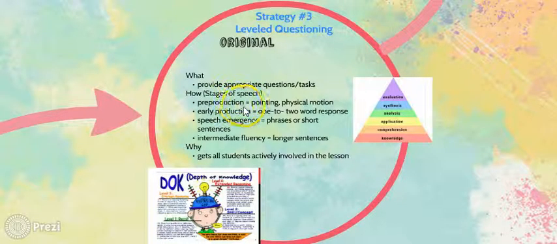So there's pre-production, which is pointing and using physical motion. Early production, 1 or 2 word responses. Speech emergence, phrases or short sentences. And for intermediate fluency, they should be using longer sentences. These are the stages of speech. Why should we use this? So that all students are actively involved in the lesson.